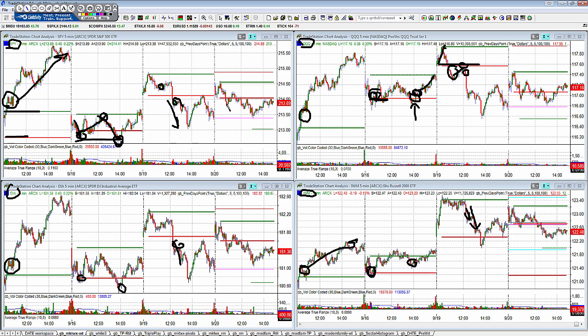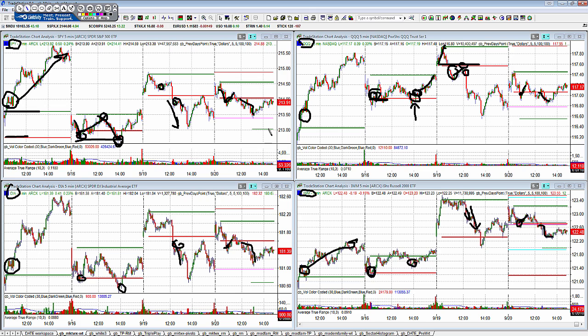Today, we see that the SPYs try to break but come back in. Diamonds try to break but come back in. Qs break a little bit, come back in. IWMs don't break, come back in. But once we get past 12 o'clock, they're now all trading under their opening range low. And that would indicate that until these markets get back over their opening range low, you really should be cautious.